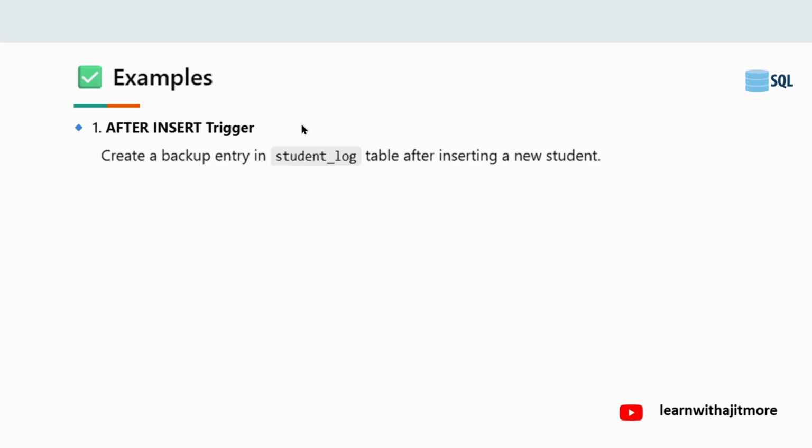Now we'll take an example of it. Create a backup entry in the student log table after inserting a new student. So we will have two tables: one is the student table and one is the student log table. The moment I insert any record in the student table, it should automatically make one entry in the student log table. We will see how. Means when I insert a record in student, it does an insert in the log table also. So we will have two tables. One is create table students. This is your main table having ID and name, ID as a primary key, and then name.